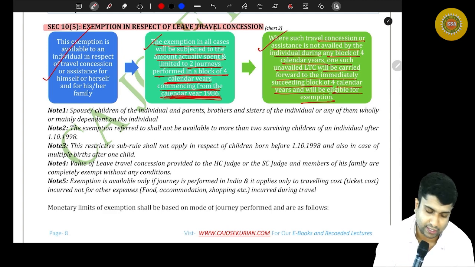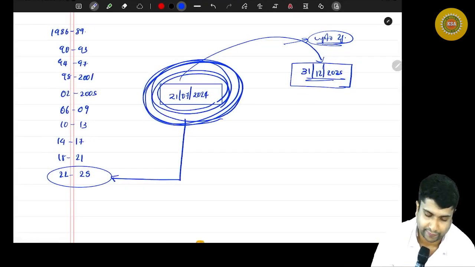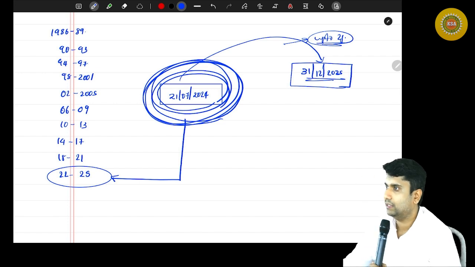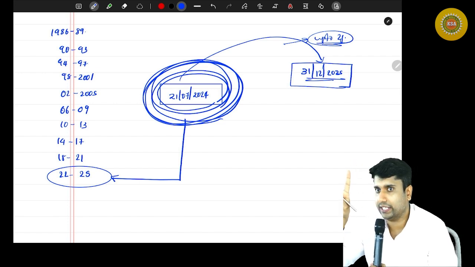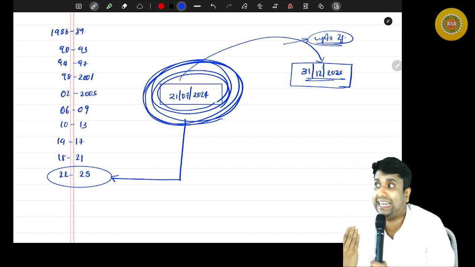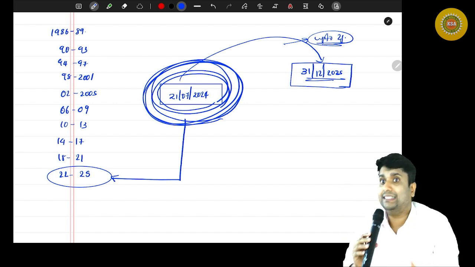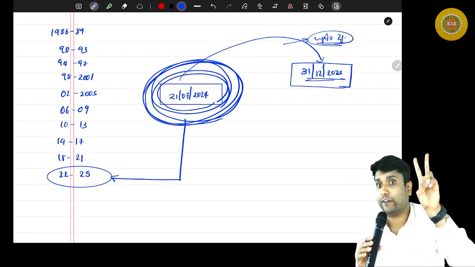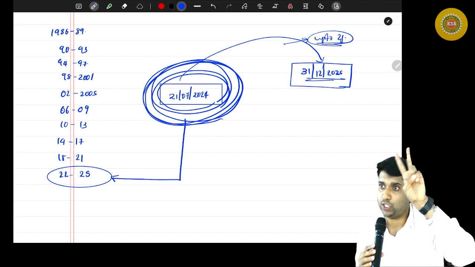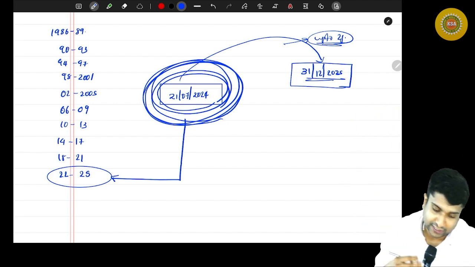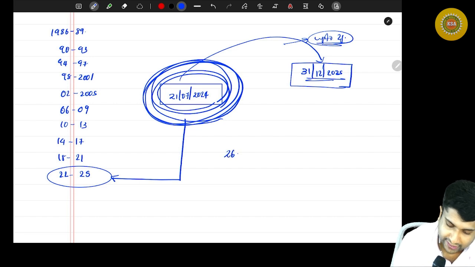Say for example, I joined in this day, today. Okay, due to work pressure, I was not able to perform any journey. I can perform up to 2 journeys, but I was not able to perform any journey due to the work pressure. Are you all listening? In that case, I could have performed 2. Out of that 2, I can pick 1 and carry forward it to the next block. You tell me which is my next block? 26 to 29. Yes or no?